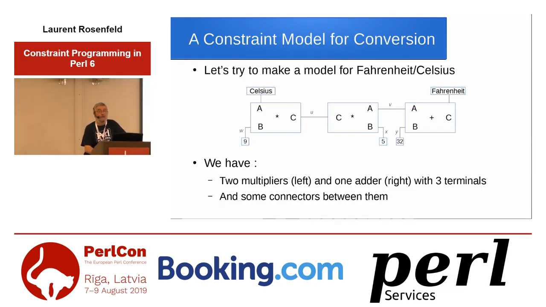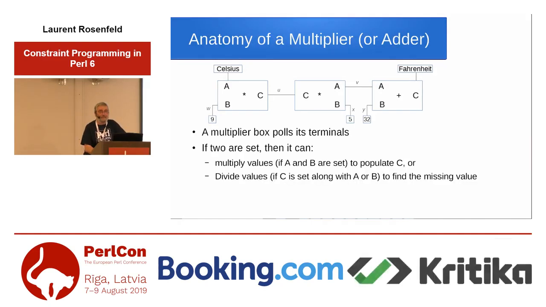So basically what I want to do is to code these 3 boxes. So that's more or less what I described. A multiplier box has 3 terminals, A and B and C. And if 2 of the terminals are set, like for instance A and B in the first example, then we multiply a value to get C and we propagate it to the other box.